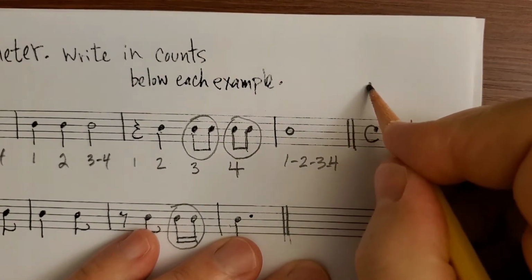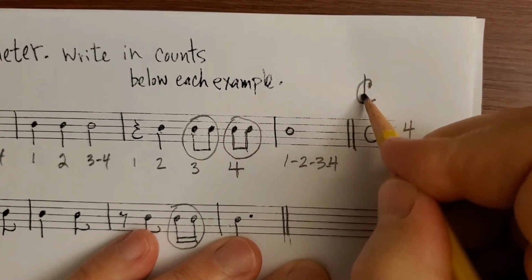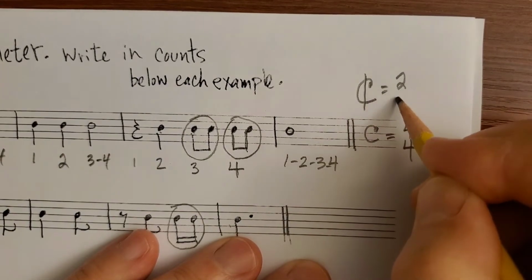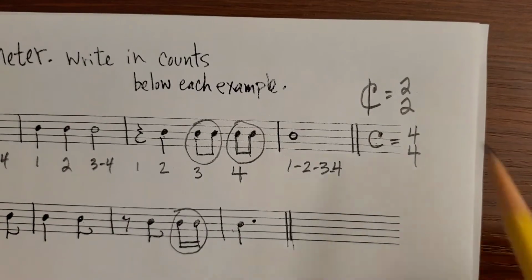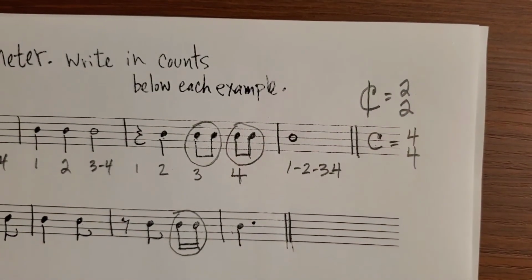Cut time, by the way, looks like this. Cut time is the same as 2/2, whereas common time is the same as 4/4. Cut time is used for marches and music of that type.